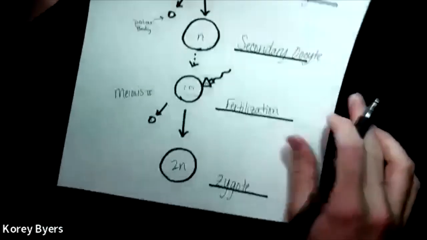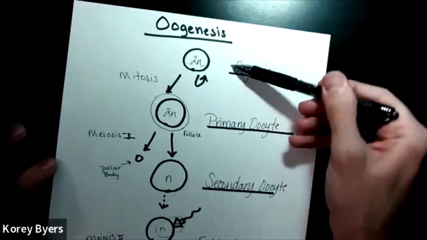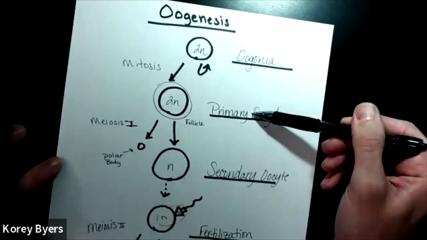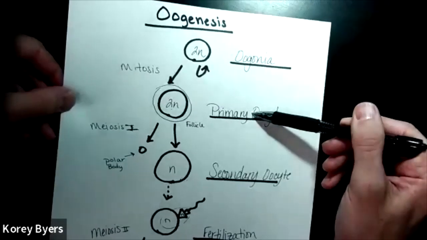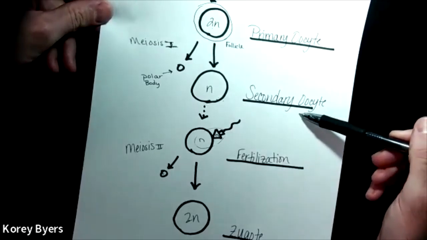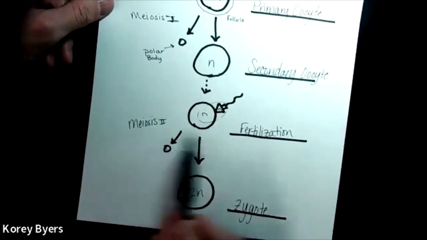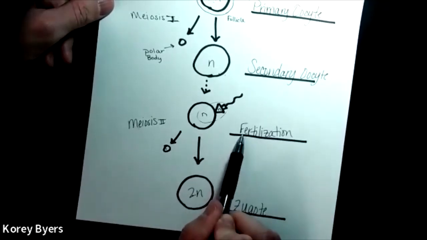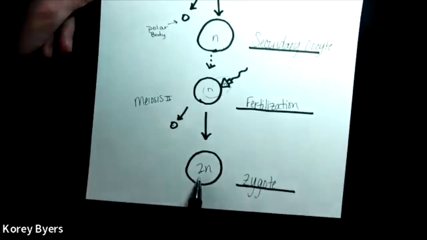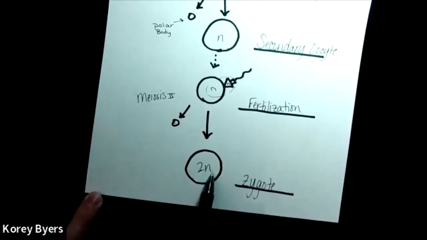So the oogonia goes through mitosis to get a primary oocyte. Through the process of meiosis 1, after puberty, we get secondary oocytes. If fertilization occurs, it finishes meiosis 2, only if fertilization occurs. Because it's been fertilized, we get back to 2 sets of chromosomes, 2N diploid, and we call this now a zygote.